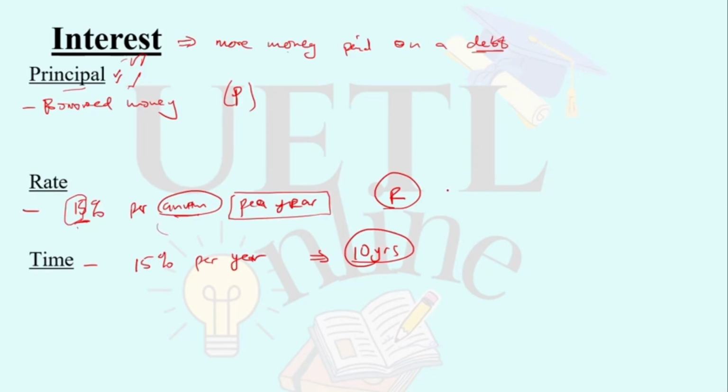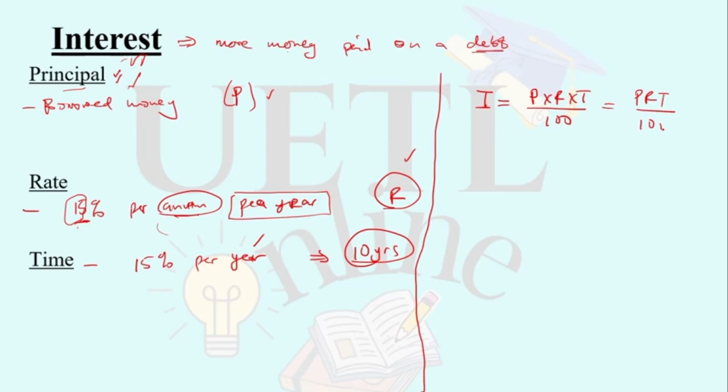To calculate interest, we just use these three: principal, rate, and time. Interest is represented by I. Interest is equal to P times R times T over 100. You can say PRT over 100. This is the formula you're going to use to find interest.